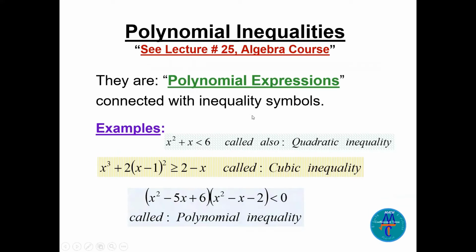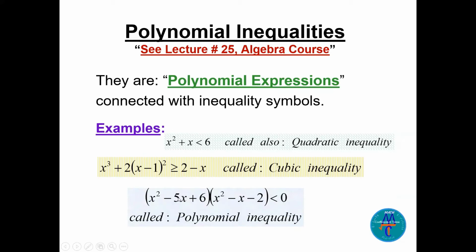Polynomial inequalities, when we have polynomial expressions connected with inequality symbols. So we can have less than, greater than, or equal, or less than. So this is quadratic because the highest power here is 2. This one is a cubic inequality. Same way you can solve all these. This is in lecture 25 of the algebra course. You can find many questions. These three are already in lecture 25. So the complete solutions are there.